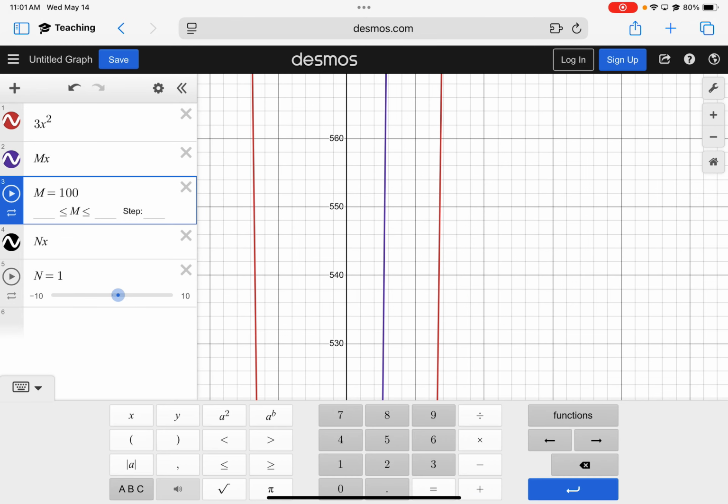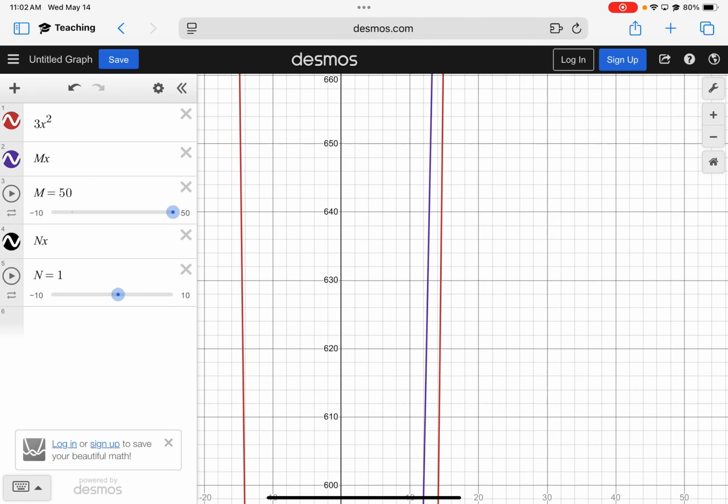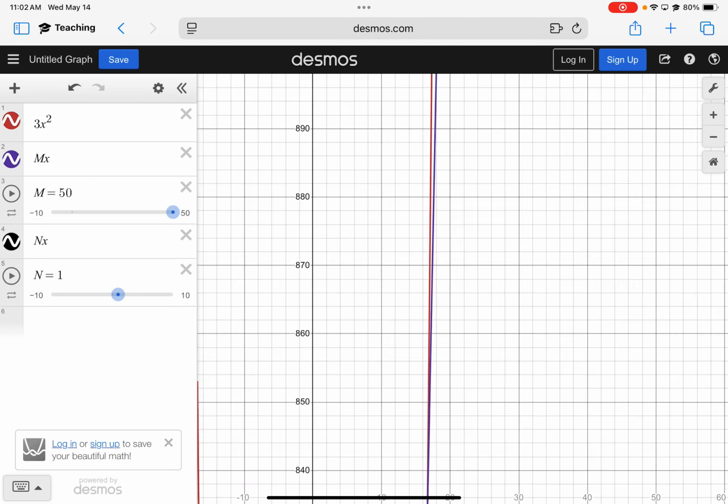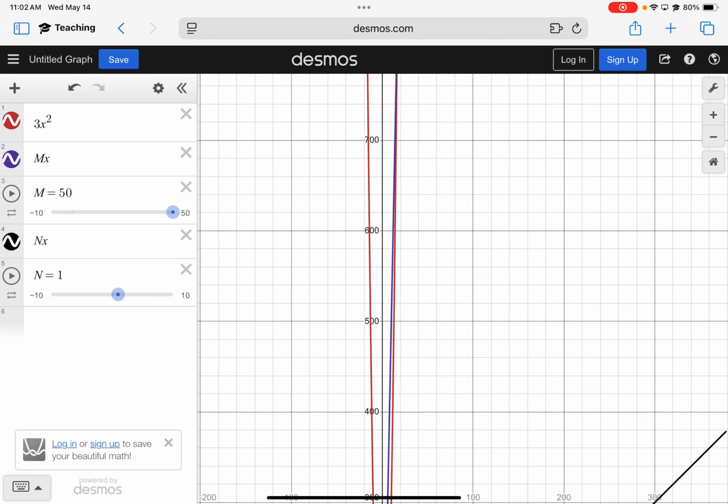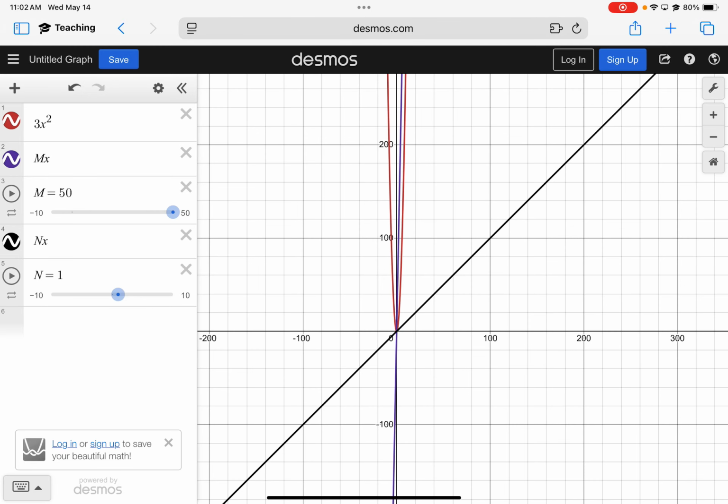Actually, this is too much scroll. Again, the point is going to hold no matter what m I choose. This is just for the sake of me not having to spend forever scrolling up. Aha! 3x squared eventually overtakes it. Turns out it's impossible to bound 3x squared between two multiples of x like that. So we say that 3x squared is not in big theta of x. 3x squared asymptotically grows faster than x.